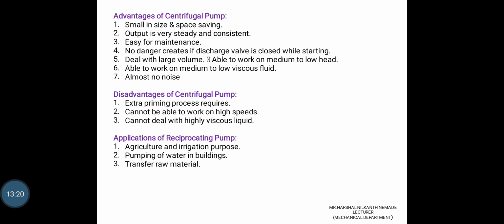Disadvantages of centrifugal pump: an extra priming process is required, cannot work at high speed, cannot deal with high viscosity liquid. Applications of reciprocating pump: agriculture and irrigation purposes, pumping of water in buildings, transferring raw material.